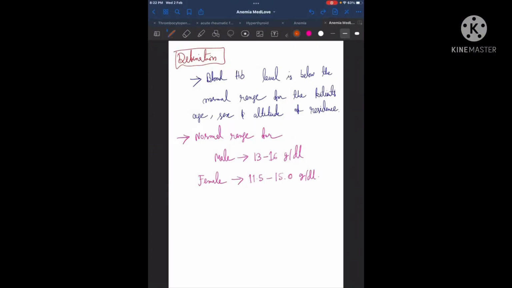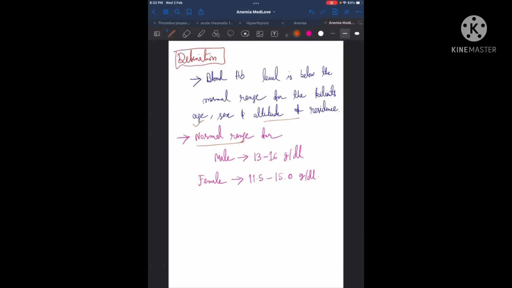Anemia. Definition of anemia. Anemia can be defined as a state in which blood hemoglobin level is below the normal range for the patient age, sex, and altitude of residence. So here what happens, the blood hemoglobin level decreases below the normal range. So we should know the normal range. The normal range varies gender wise and in different age and altitude.